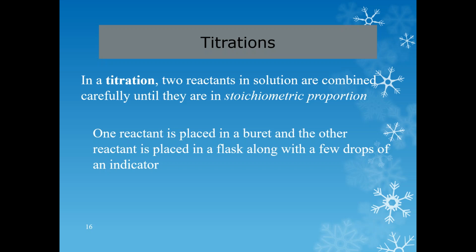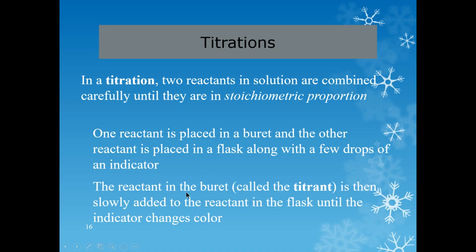So basically, one reactant or one reactant solution is placed in a piece of glassware known as a burette. The burette is a long cylindrical piece of glassware. If you're going to do lab with me, you'll definitely be introduced to this piece of glassware. And the other reactant is placed in a flask with a few drops of an indicator. And the indicator, as the term suggests, indicates the point at which you add enough reactant from the burette into the reactant in the flask such that the reaction is complete, where both reactants are completely used up.